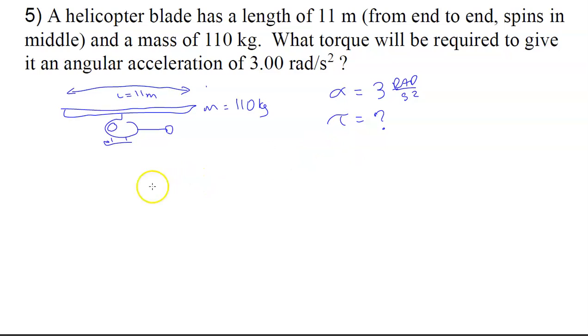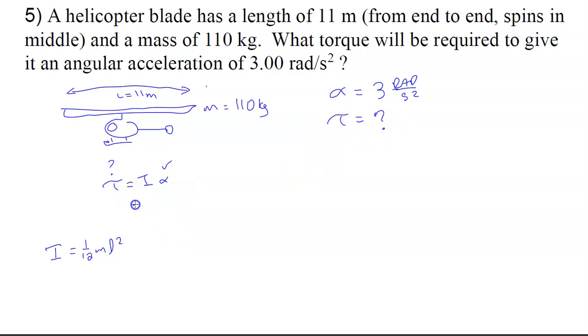So the thing that I know about torque is that it's equal to I alpha. This is what I'm looking for. I've got alpha. If I could find some way to calculate I, then I would be in good standing here. And we do have that. The moment of inertia of a long skinny object is what, 1/12 ml squared? And so using that, we can make this work just fine.